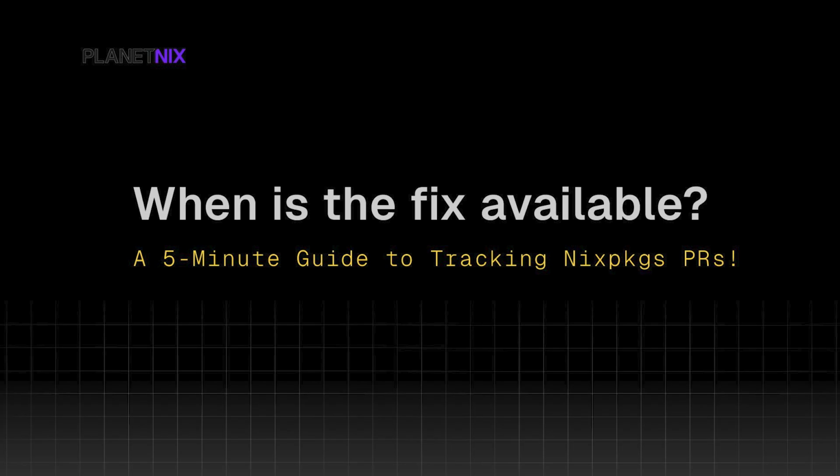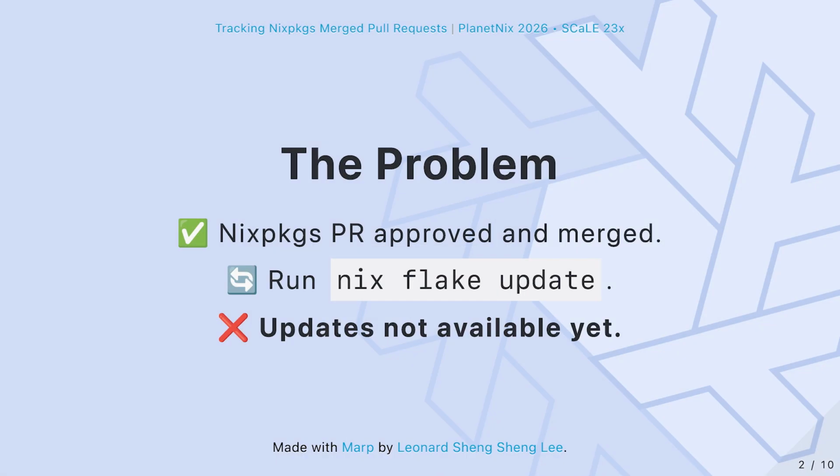My talk is about tracking Nix packages pull requests. So when is the fix available? You see a pull request is merged in Nix packages, and then you try to do a nix flake update, but it does not appear. Why? This talk is about that.